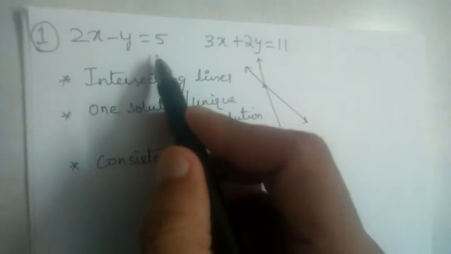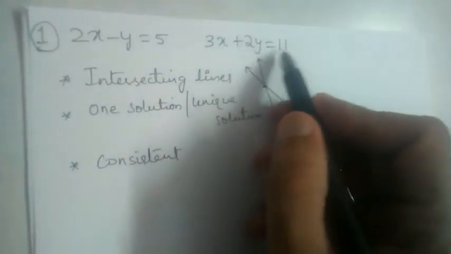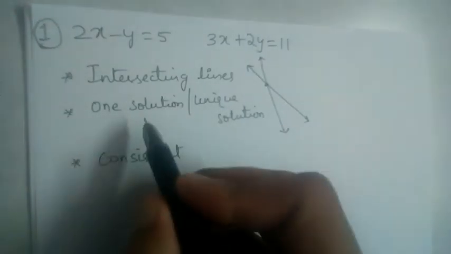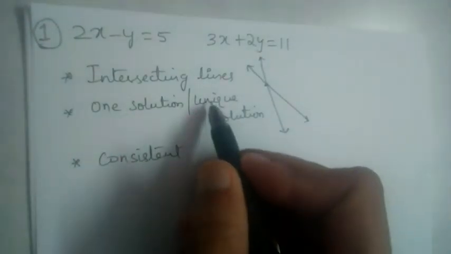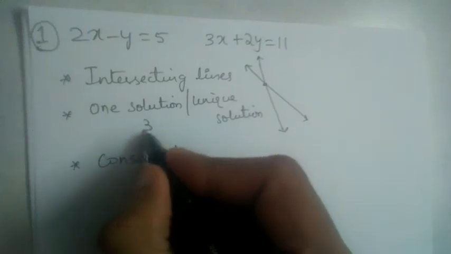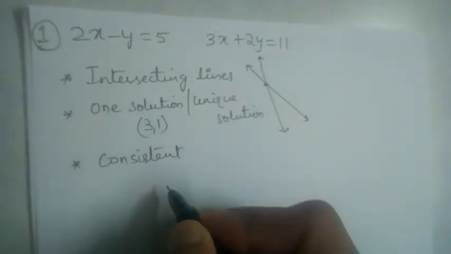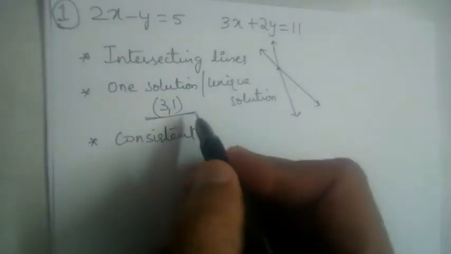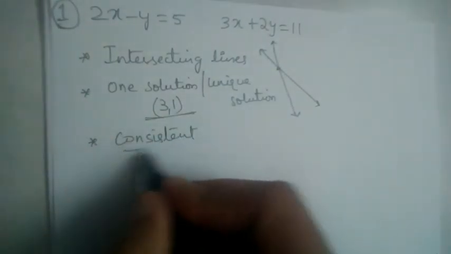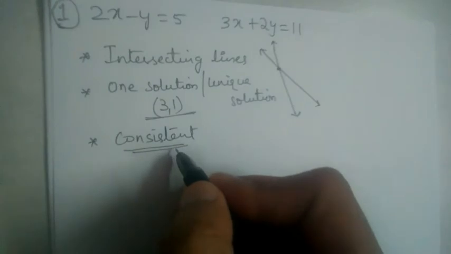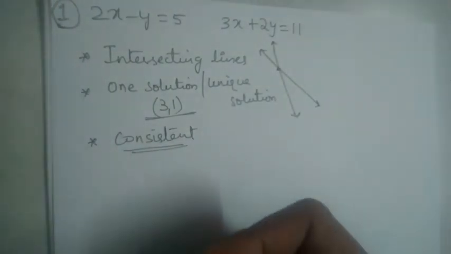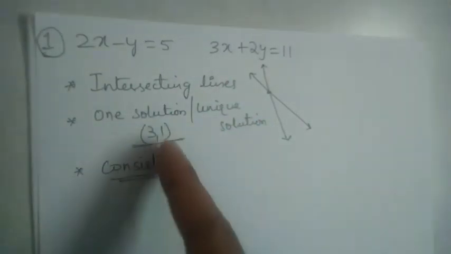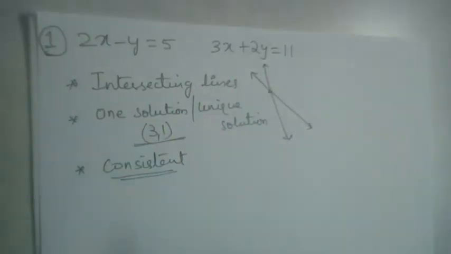2x minus y is equal to 5 and 3x plus 2y is equal to 11 were intersecting lines, and we had only one solution, right, or unique solution. What was the solution? It was 3 comma 1. Okay, we had a solution, right? Even if there is one solution, the lines are consistent lines. This also we learned in the previous video, right? So these two are consistent lines, intersecting lines, and there is one solution for this.